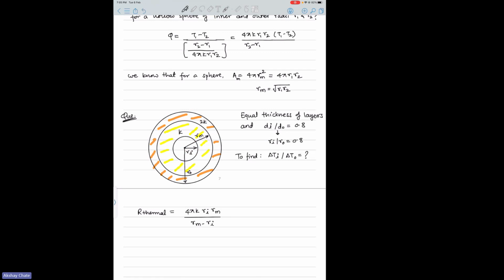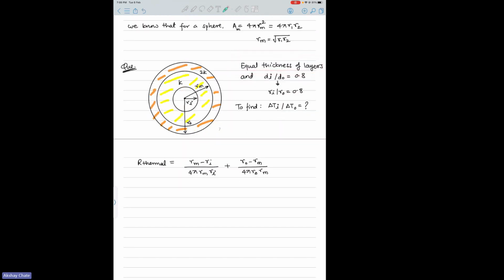Actually, it will be the inverse of that. So it will be Rm minus Ri divided by 4 pi Rm Ri, plus Ro minus Rm divided by 4 pi Ro Rm. But we don't know Rm. What we know is the ratio of Ri and Ro. Ri is 0.8 times Ro. But very critical information is given in the question: they have equal thickness.